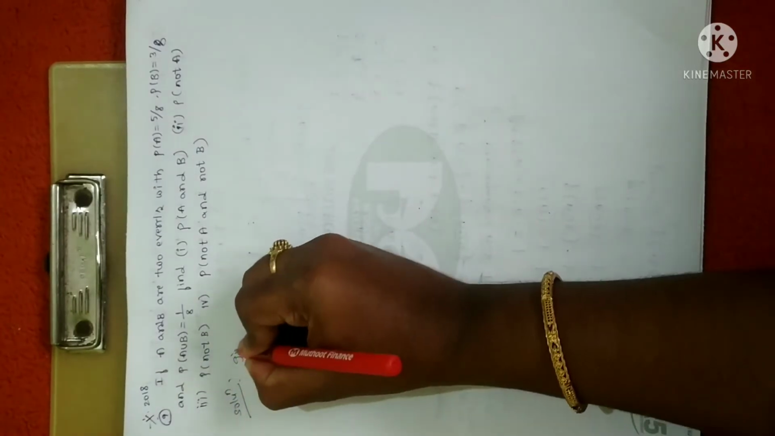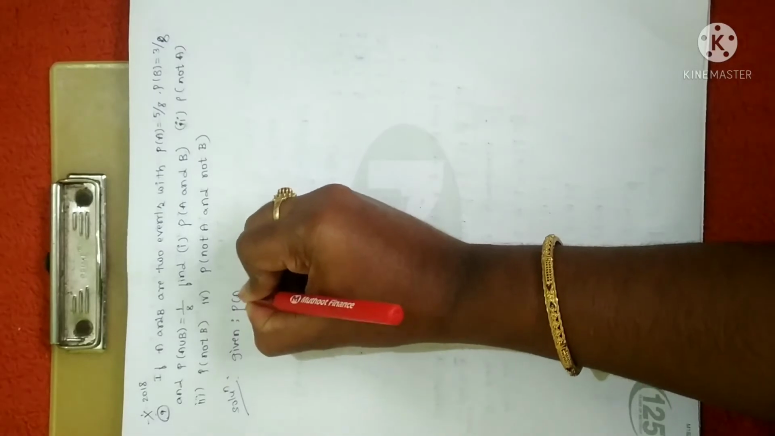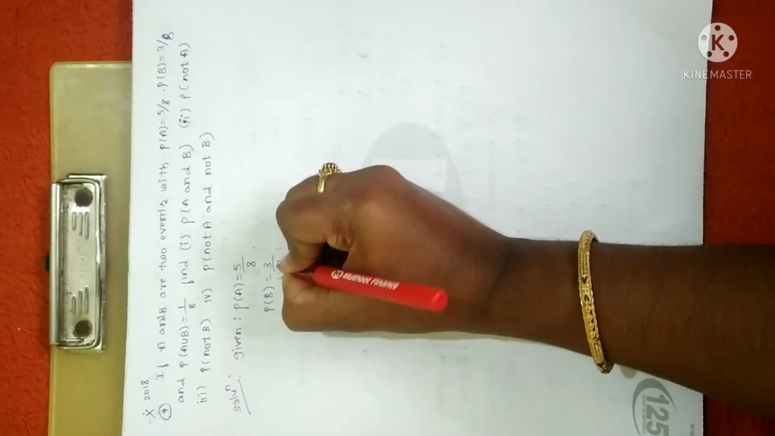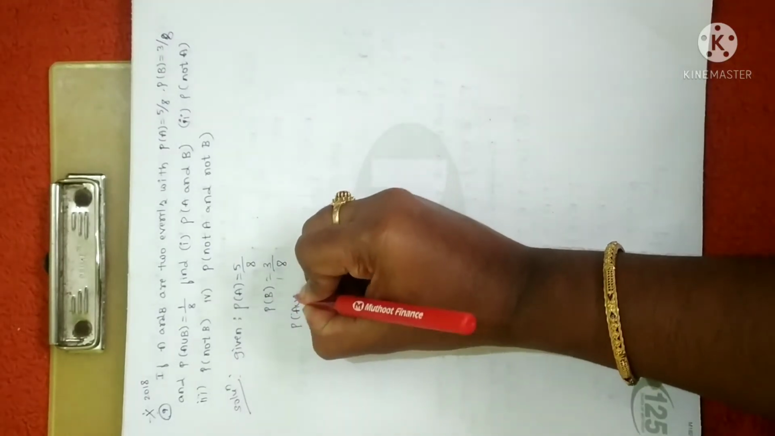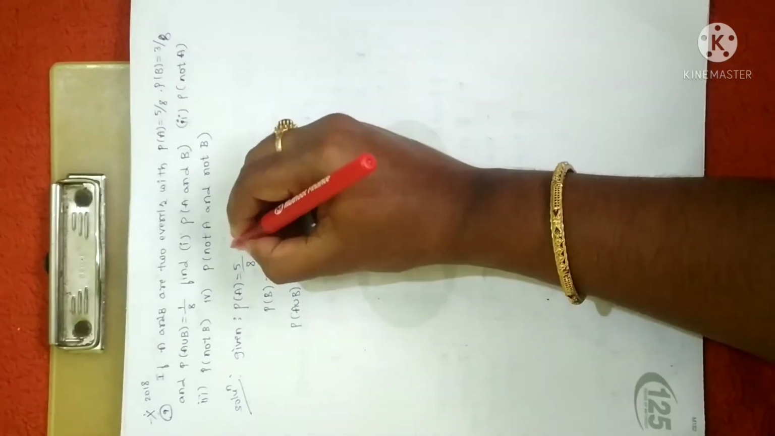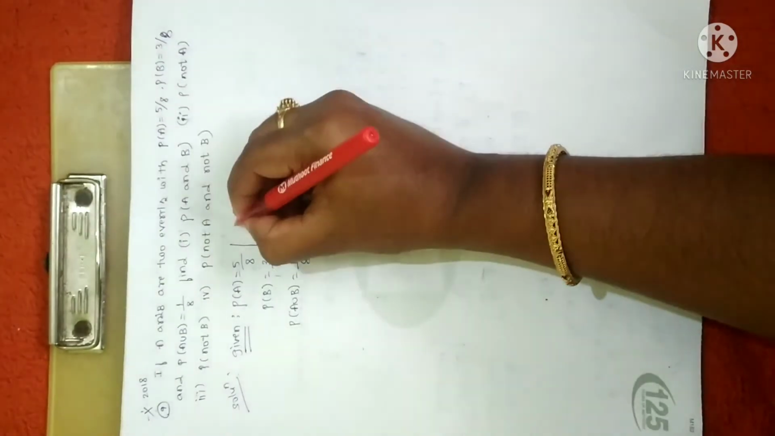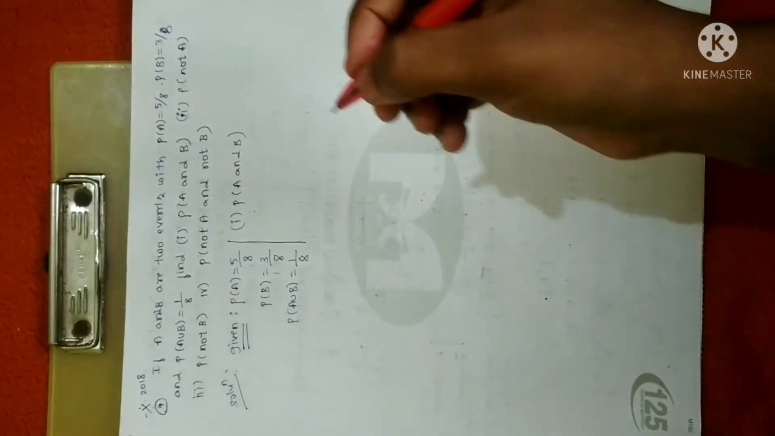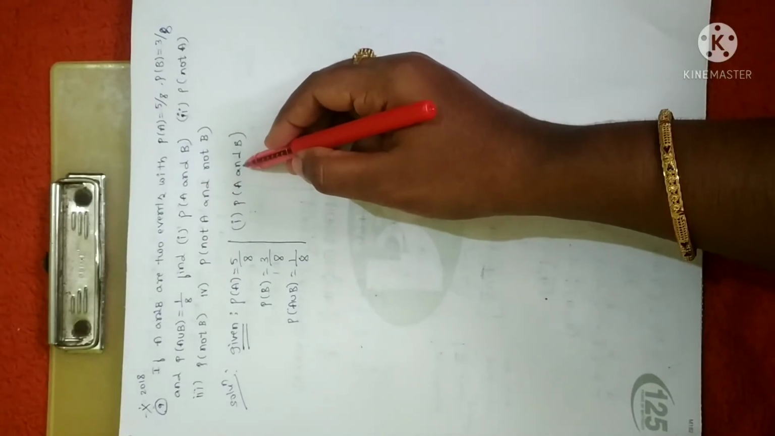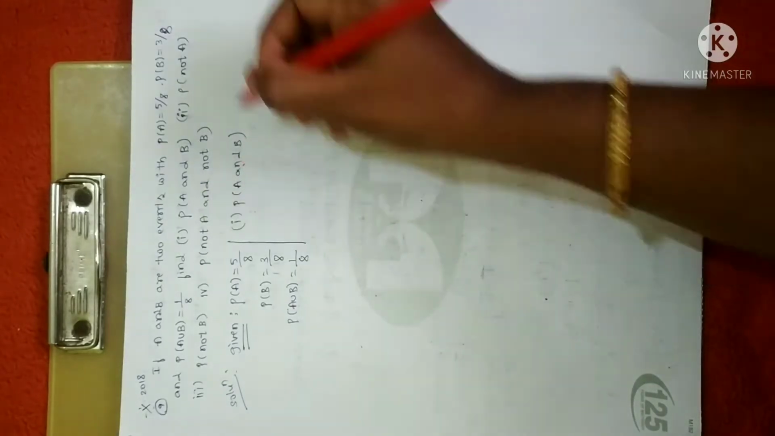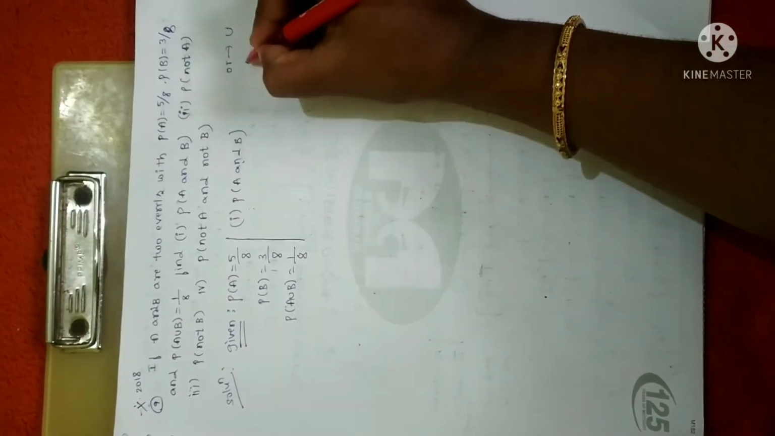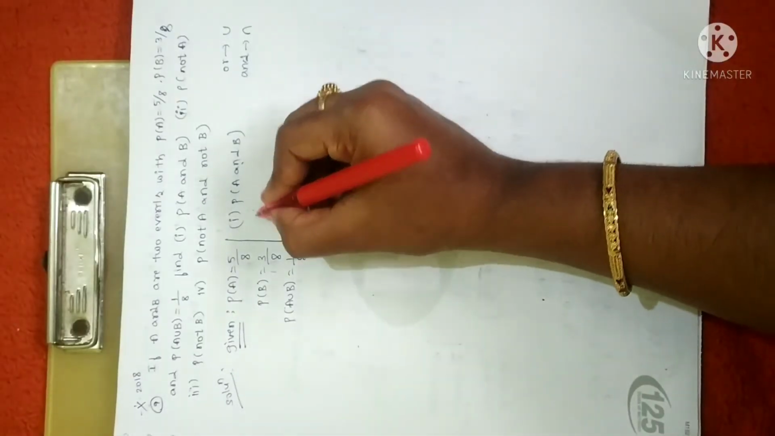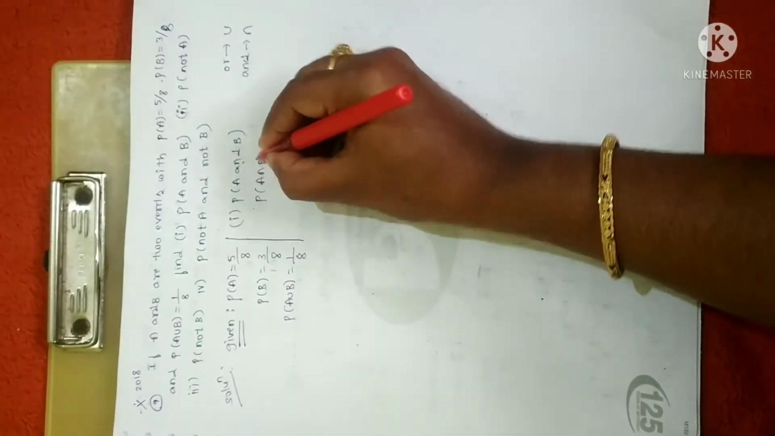Solution. First let us write the given data. Given probability of A is equal to 5 divided by 8. Probability of B is equal to 3 divided by 8. Probability of A union B is equal to 1 divided by 8. Now let me solve the first one. Probability of A and B. As I already told you, whenever you have 'and', you have to use intersection. Whenever you have 'or', you have to use union. 'Or' in the sense union, and 'and' in the sense intersection, you have to find. So we need A intersection B equal to question mark.